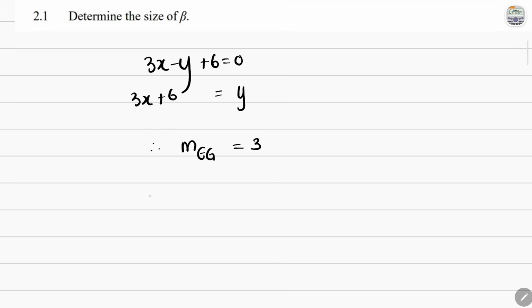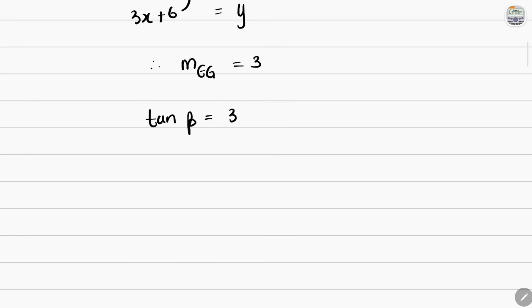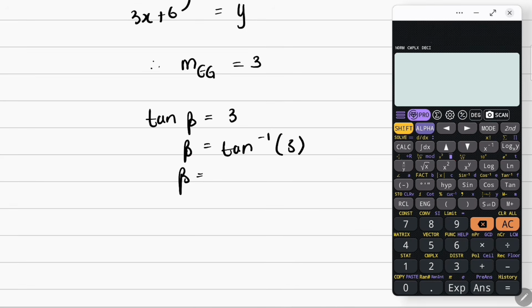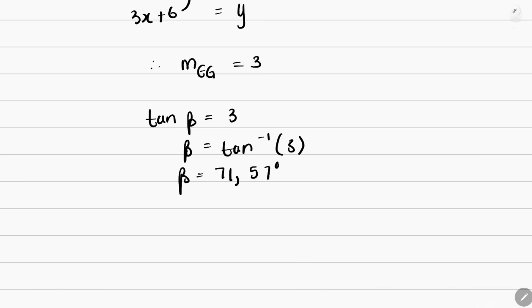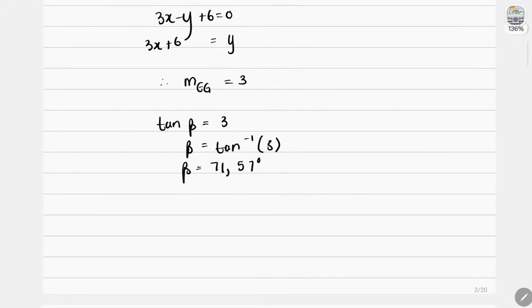Therefore, to find this beta, we say tan beta equals this gradient of 3, and then transpose tan to get beta alone. So on our calculator, we say the second function of tan, and then we say 3. So let's find this. On the calculator, we say shift tan of 3, and there we go. It is 71.57 degrees rounded off to 2 decimal places, and that is our answer.